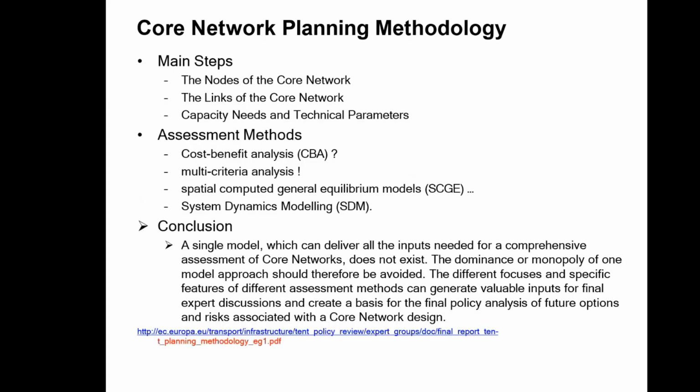So what are the main steps? The first step is the nodes of that core network. What is its length? What is its capacity? And how can we apply its CBA analysis, MCA analysis, multi-criteria decision analysis? And then we have general equilibrium models, and then system dynamic modeling. Okay. And what would we like to conclude?